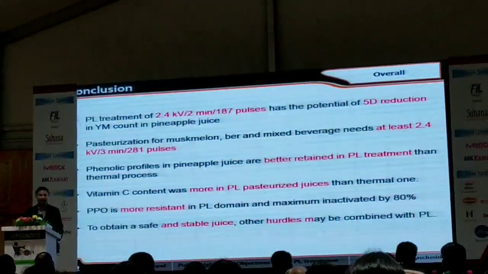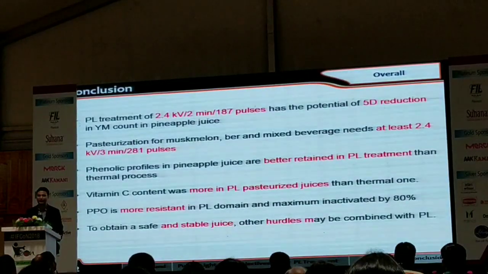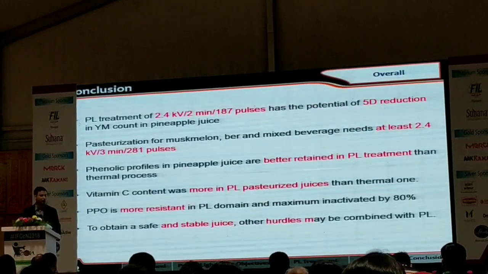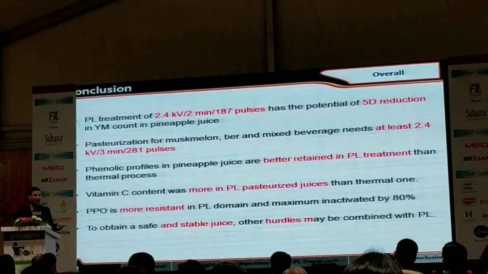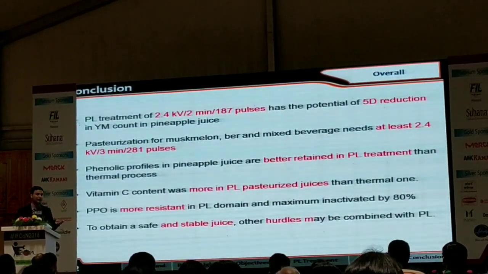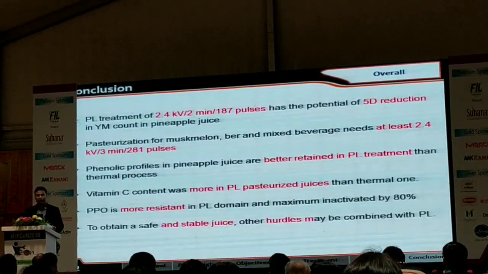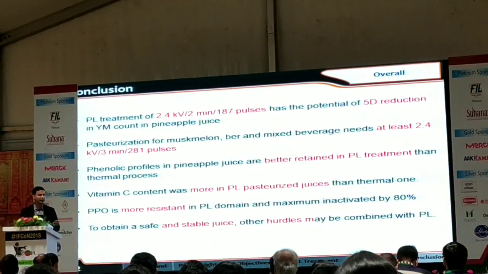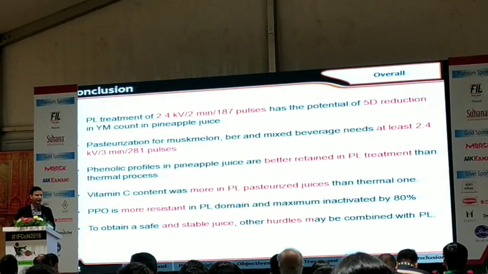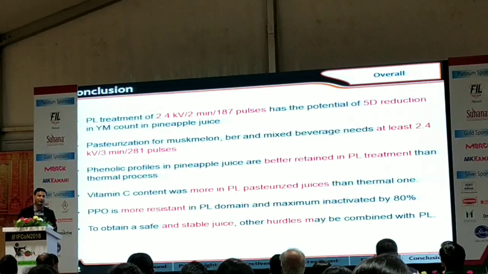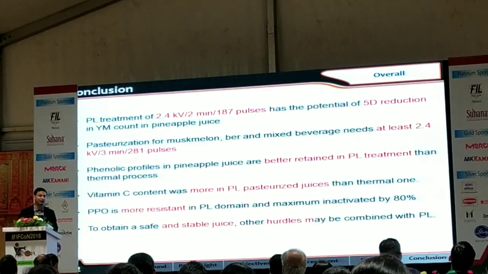pasteurization system if the treatment intensity is at least 2.4 kV, having 187 pulses for 2 minutes, and we can say the fluence associated to this treatment condition is about 9 to 10 joule per centimeter square. Followed by, for different pH samples, that is your tomato juice, beet juice, and this mixed beverage, it requires some extra pulses, that is 281 pulses, but the fluence associated with it is almost in the range of below 12 joule per centimeter square.